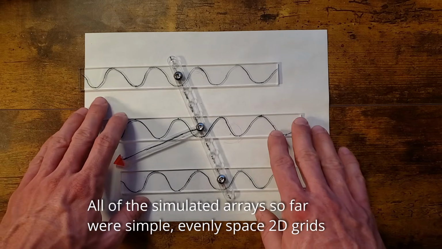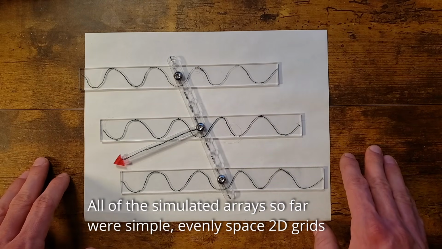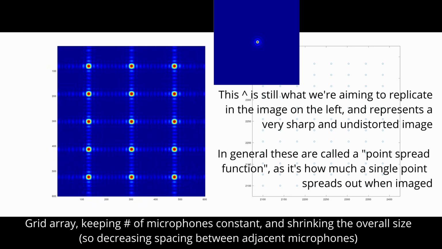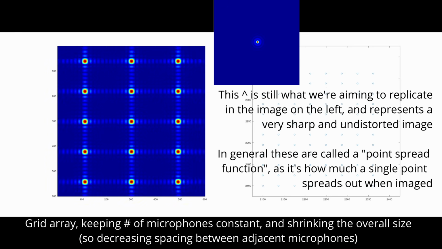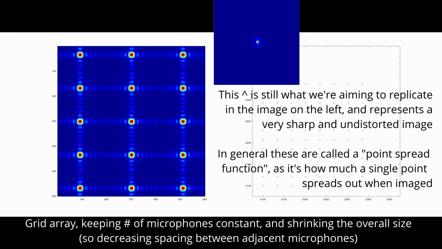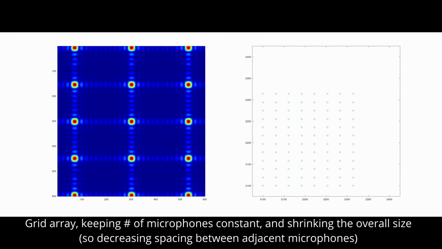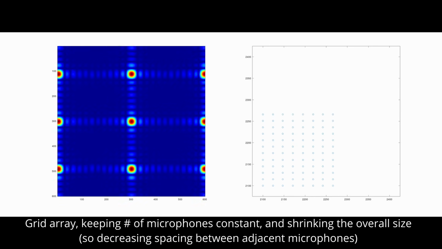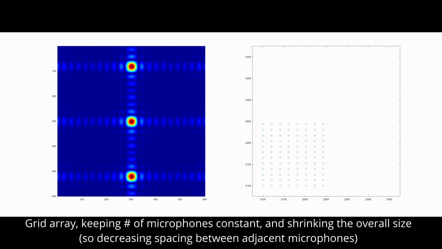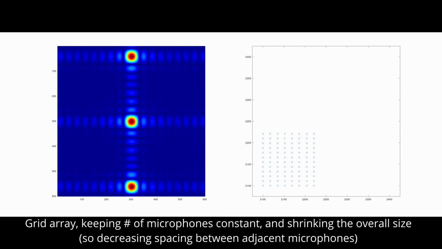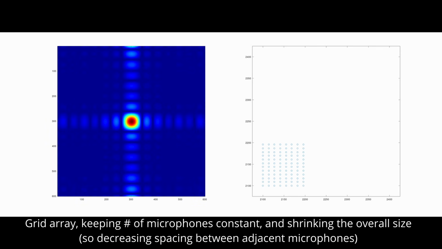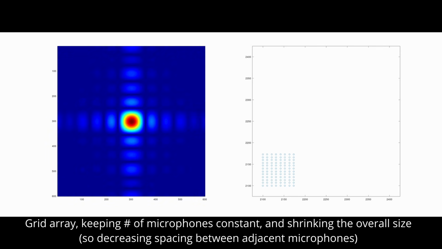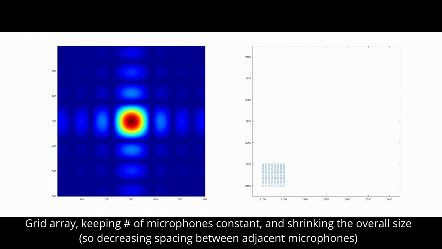From here, we'll ditch the simple waveforms and go to simulations. These graphs show the microphone positions on the right. Each of those points represents a microphone, and the resulting image for a sound coming from directly in front of the array is on the left. You can see that with the rectangular grid, the spots are this sort of rounded rectangle, and the false images also appear on a grid.